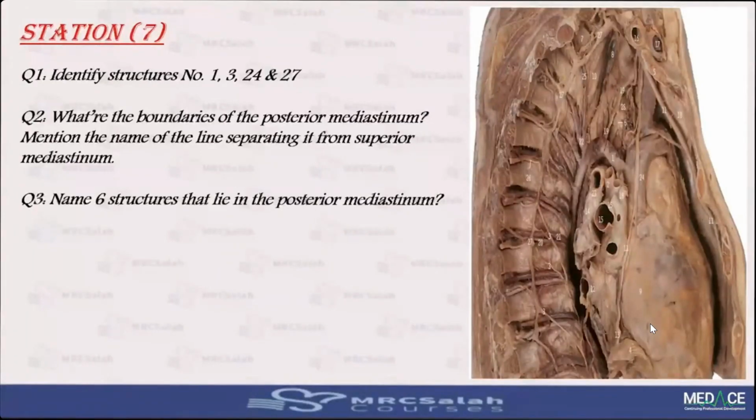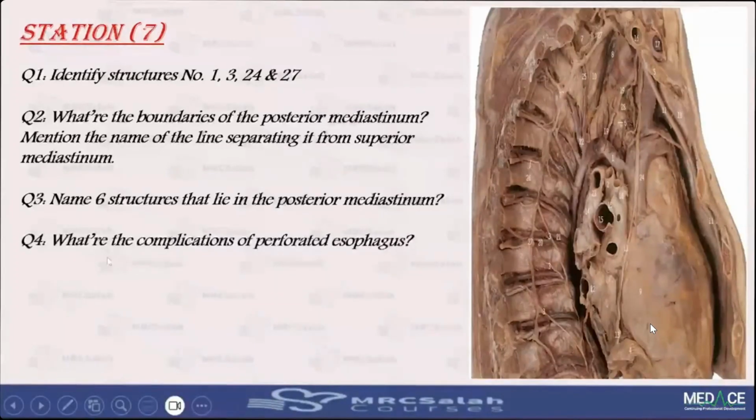What six structures lie within the posterior mediastinum? The esophagus, the thoracic aorta, the azygos vein, the sympathetic chain, and I can't remember the other one. Yes, you have azygos, hemiazygos, esophagus, thoracic duct, descending aorta, and sympathetic trunk and vagi.